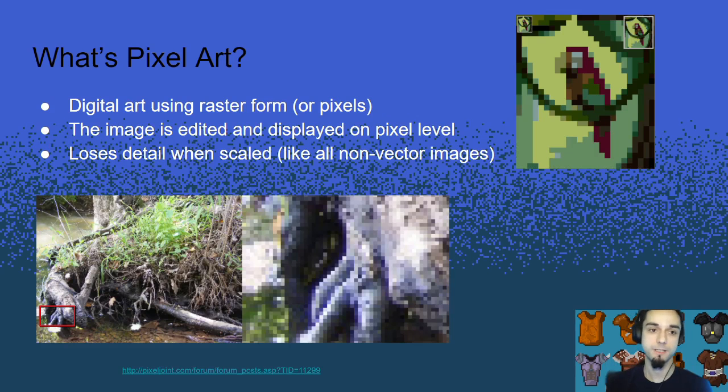But what is pixel art? Well, the most basic explanation is digital art using raster form, or pixels. That is in contrast to vector images. With raster images or pixel images, you lose details when you zoom in or you scale it, which of course in some of these traditional images, for example, photography, is a problem. But for pixel art, it's actually a strength because we want to work on a pixel level.